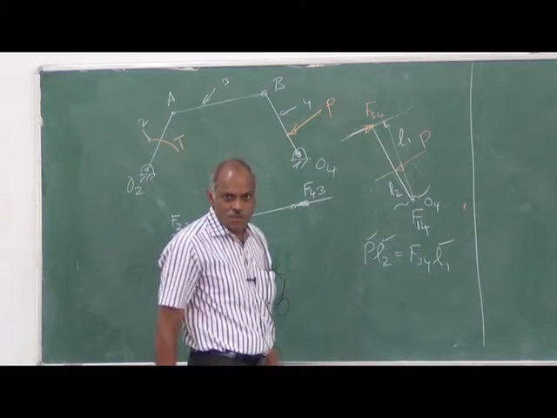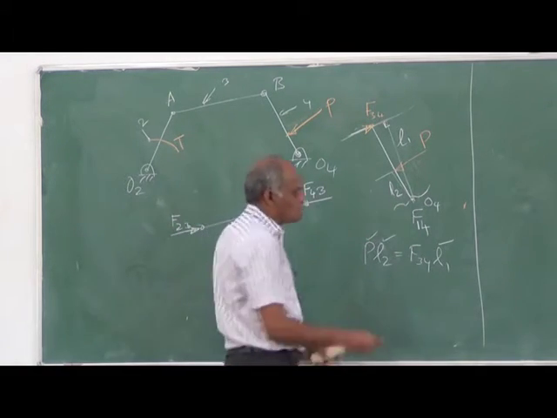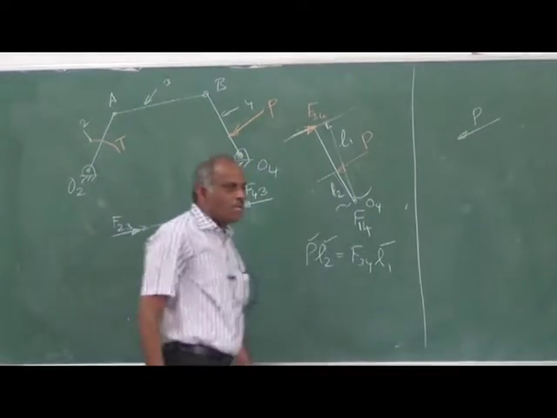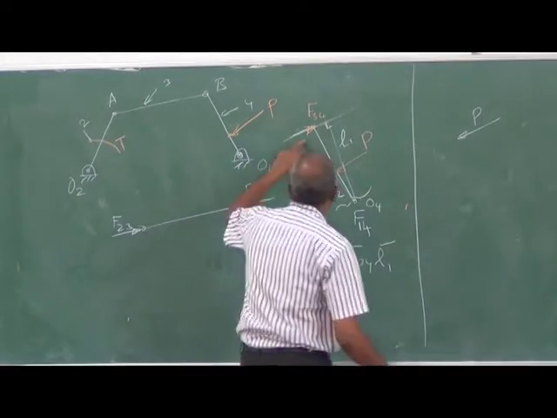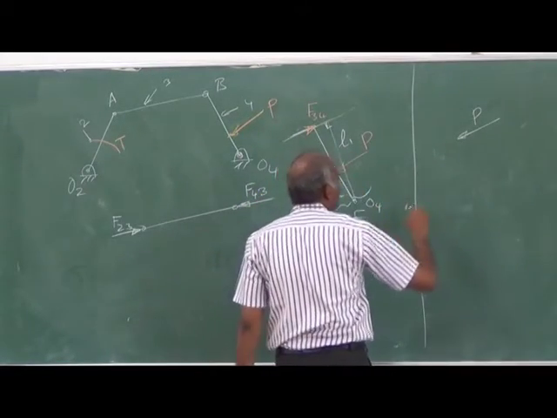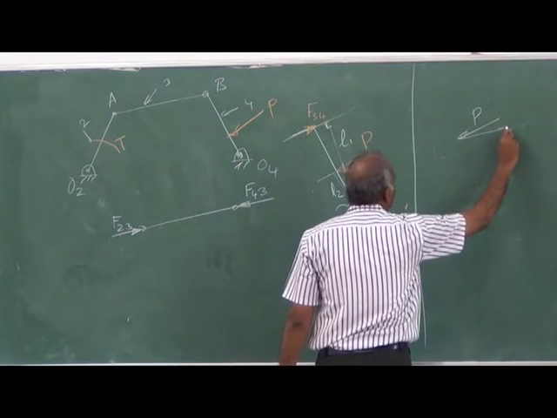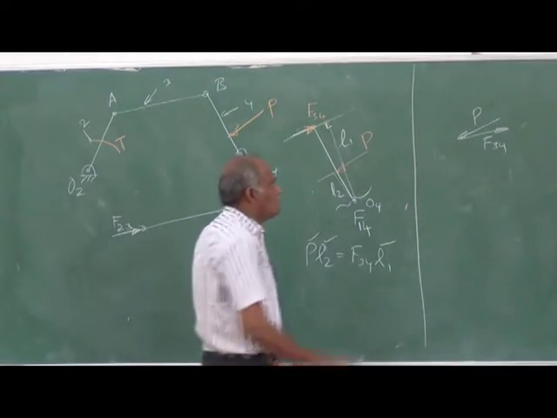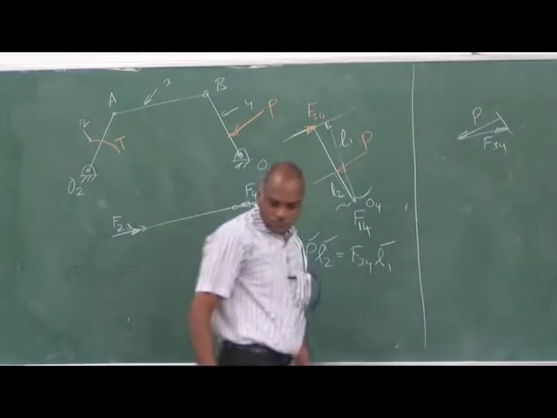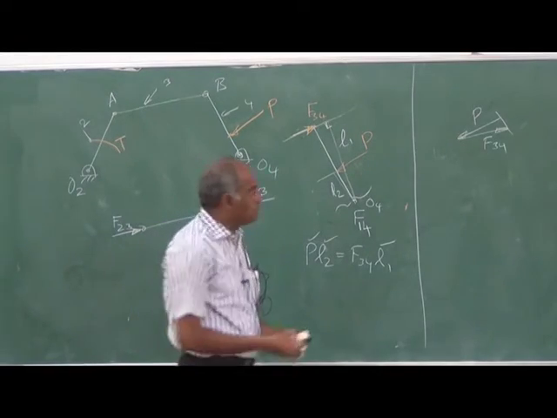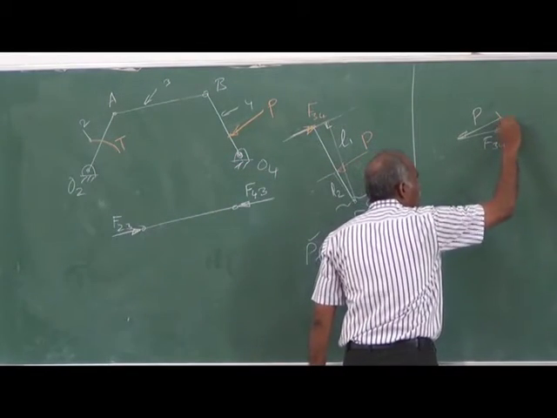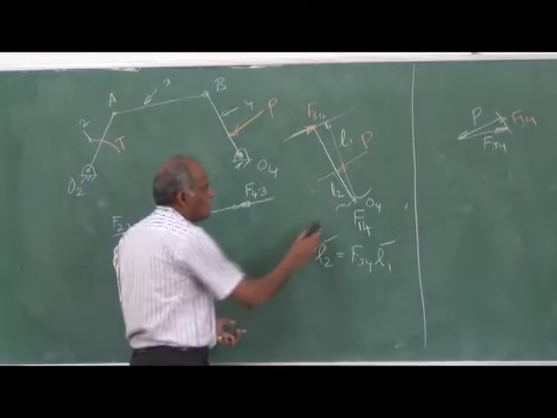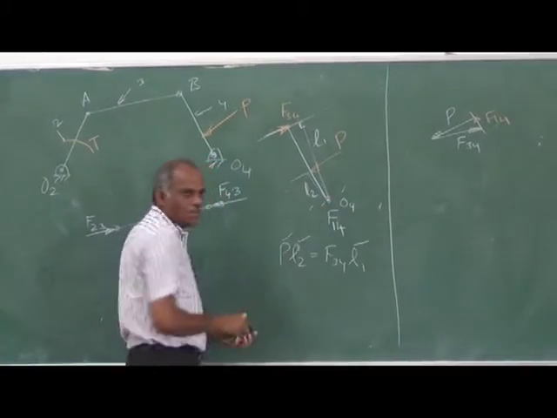So you can now use the theorem of three forces to find this. I can draw the free vector of P. Then I can draw from here the free vector of F34. Then you join this and it must form a closed polygon. Therefore this must be my direction. This is F14. So now I have found F14 using the theorem of three forces.